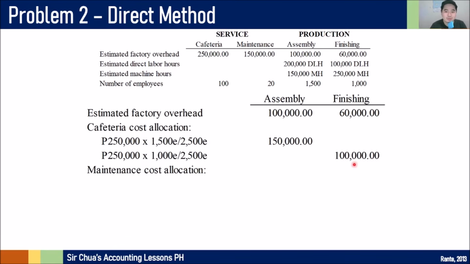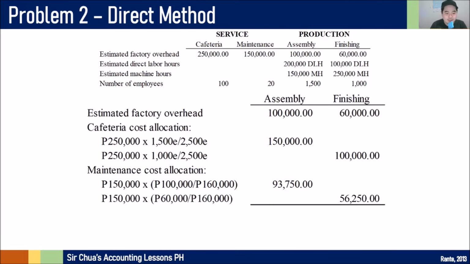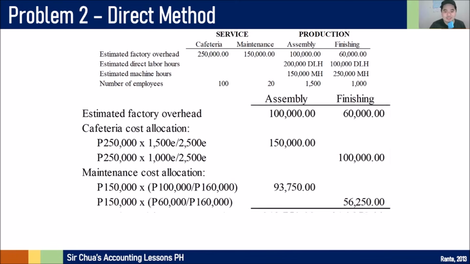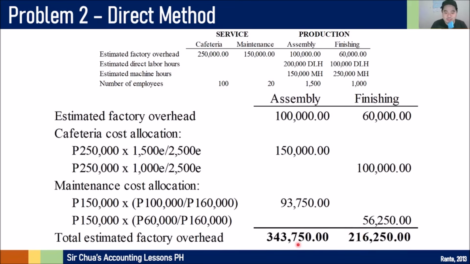Si maintenance naman, ganito gagawin mo. Based daw po sa overhead cost. So, 100 tsaka 60, 160 ang ating magiging denominator. Okay? So, 150,000 maintenance cost multiplied by 100,000 over 160, which is 93,750. And then 150,000 times 60 over 160, which is 56,250. And when you add these two, dapat 150 siya. Then you get the total vertically for the assembly department. It's 343,750, and for finishing department, your total overhead becomes 216,250.